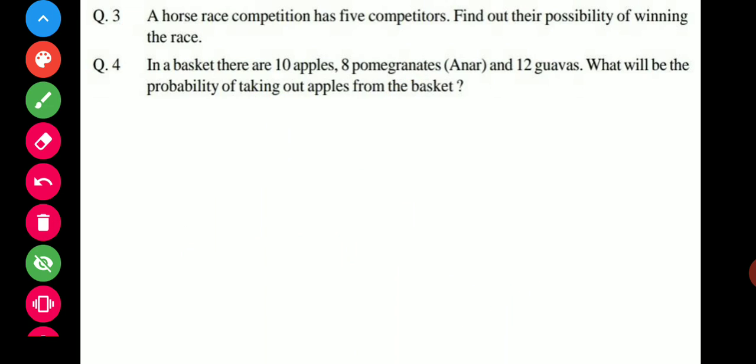Now come to the fourth question. In a basket, there are 10 apples, 8 pomegranates, अनार जिसको बोलते हैं, and 12 guavas, means अमरूद हैं. What will be the probability of taking out an apple from the basket?